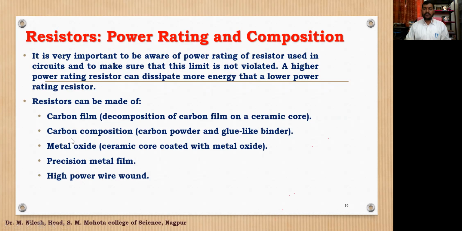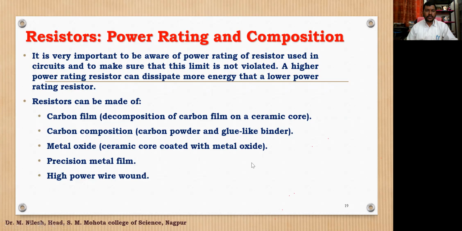There are different types of resistances: carbon film resistances, carbon composition, metal oxide, precision metal film, high power wire wound. These are all the types of resistances that we use generally. High power wire wound resistances are used in the regulators, the fan regulators that we used earlier. The click click click one that used to come earlier, we used to use it in that.